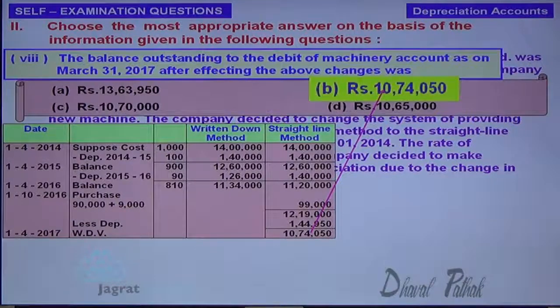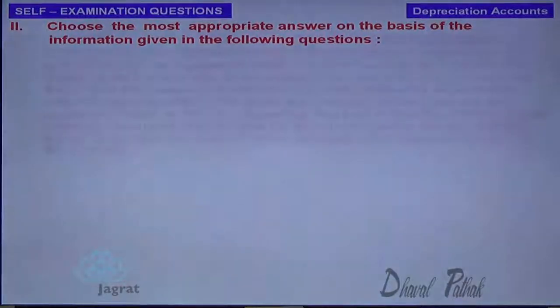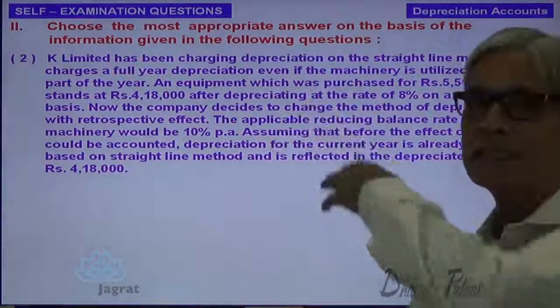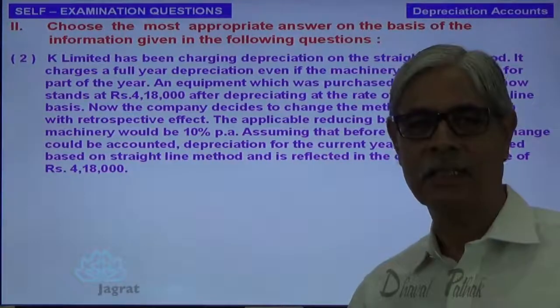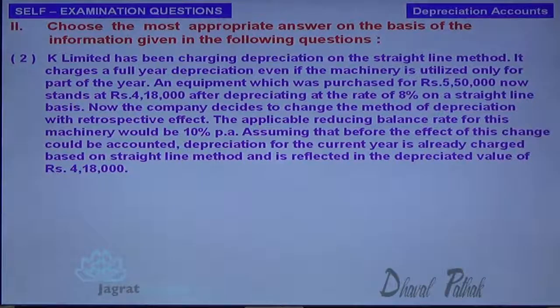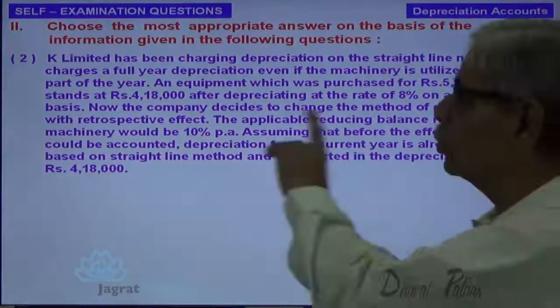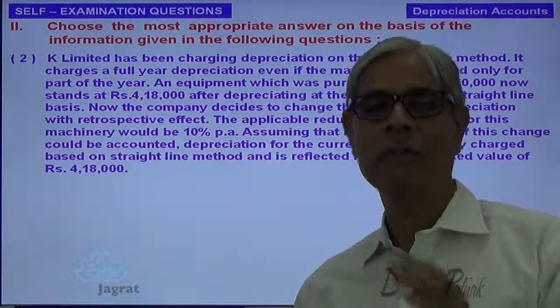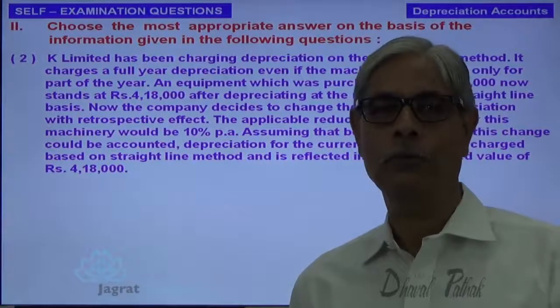Now after showing this sum, let me take one more sum. On the basis of this sum, the multiple choice questions are being worked out and we shall consider them. Let me read it first of all. K Limited has been charging depreciation on a straight line method. It charges full year depreciation even if the machinery is utilized only for part of the year. So even if the machinery is utilized for a segment of the year, the depreciation is provided for the full year. That's a policy.